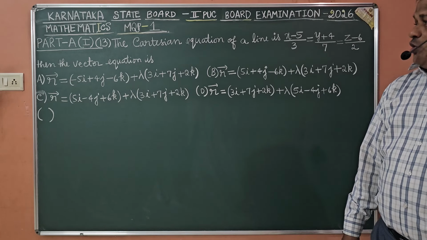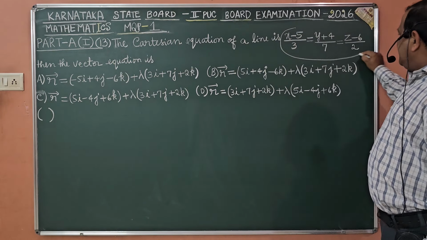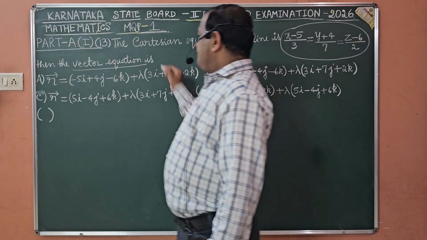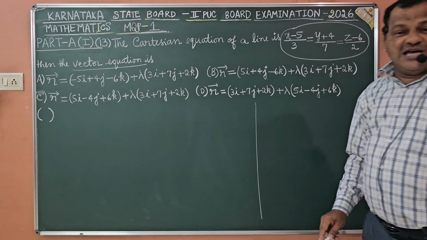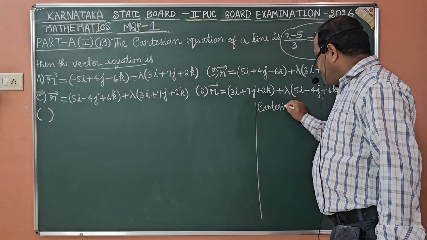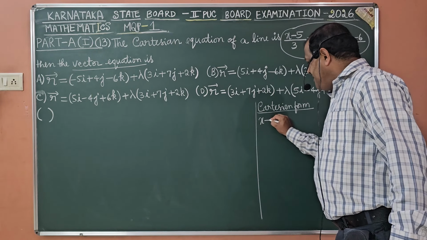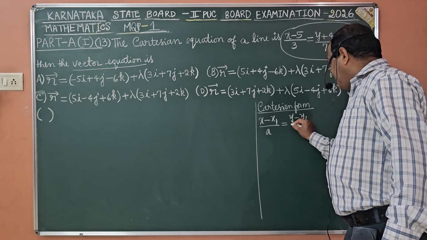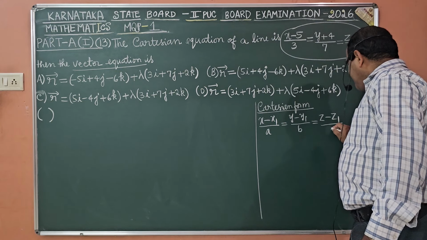Here is the next MCQ from the 3D geometry lesson. The Cartesian equation of a line is given. So this is the Cartesian equation. They are asking for the vector form of the equation of the line. So I do a few formulae in the rough work side. So Cartesian form is usually of this type: x minus x1 divided by a is equal to y minus y1 divided by b is equal to z minus z1 divided by c.